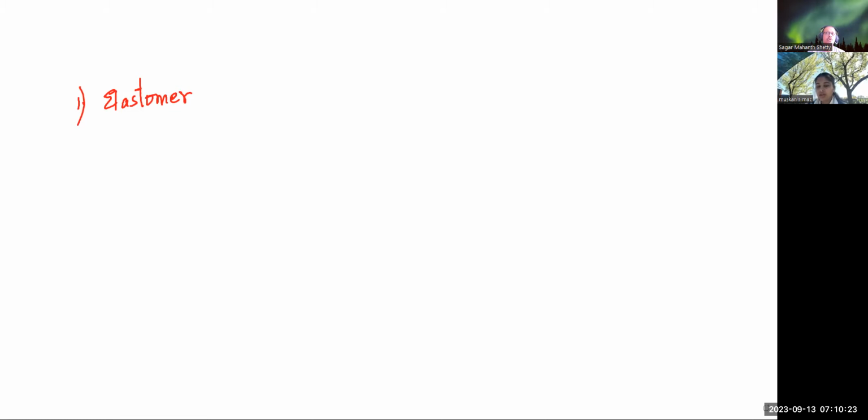Neoprene is one such example. Then you have Buna S and Buna N as well. These are some of the examples for elastomers. So I think you have understood what elastomers are.